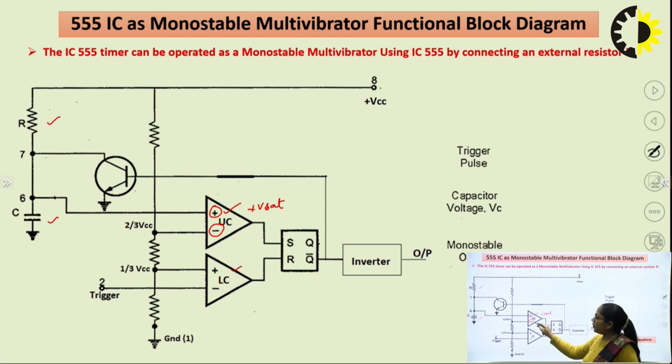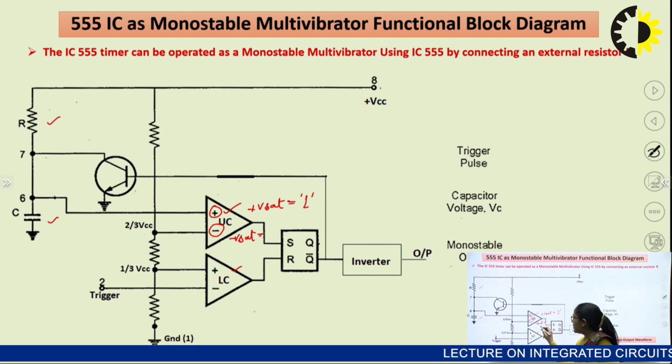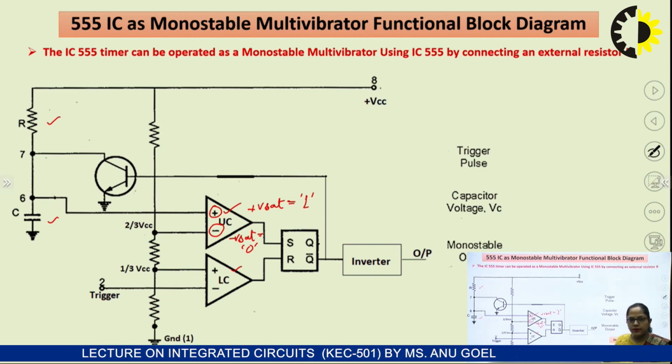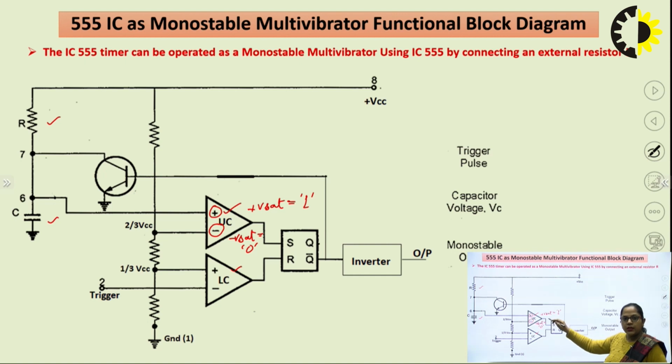When the potential of the inverting terminal is higher than the potential of the non-inverting terminal, the output is minus V saturation, which is equivalent to minus VCC. So, if plus V saturation occurs at the output of the comparator, that will be considered logic 1, and if minus V saturation occurs at the output of the comparator, we will consider that equivalent to logic 0. Okay. So, here we have two comparators that compare the voltages available at their inverting and non-inverting terminals.